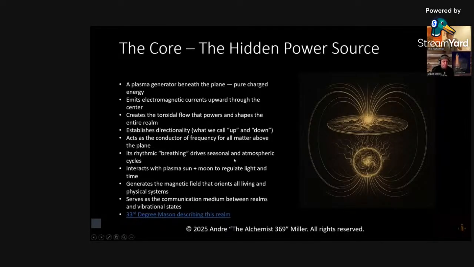But what this does is it creates a toroidal field that powers and shapes the entire realm. This is what establishes directionality, what we call up and down. Because when you have a force like this, creating a toroidal field, constantly pushing energy down, this is what gives us the sensation of down versus up, right?